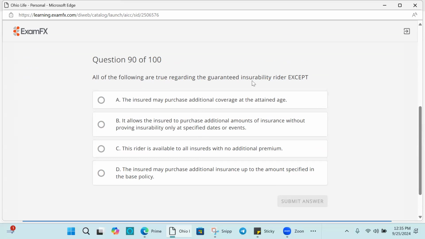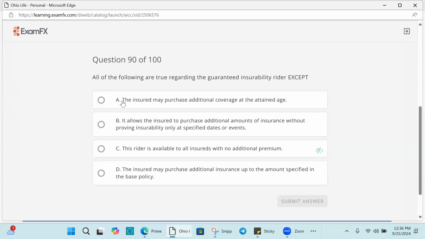All of the following are true regarding the guaranteed insurability rider, except: your insured may purchase additional coverage at the attained age; it allows the insured to purchase additional amounts of insurance without providing evidence of insurability at specified dates or events; the rider is available to all insureds with no additional premium; the insured may purchase additional insurance up to the amount specified in the base policy.